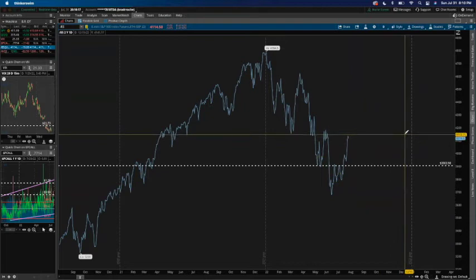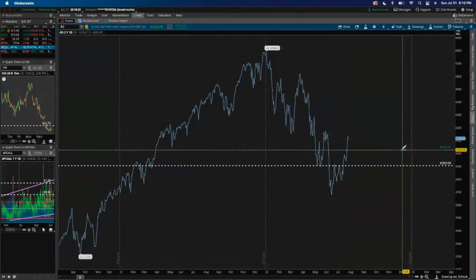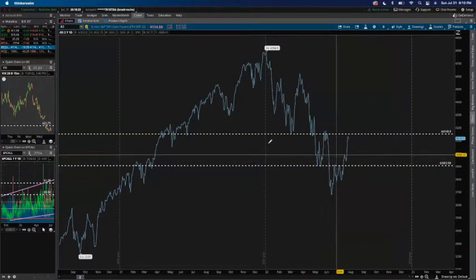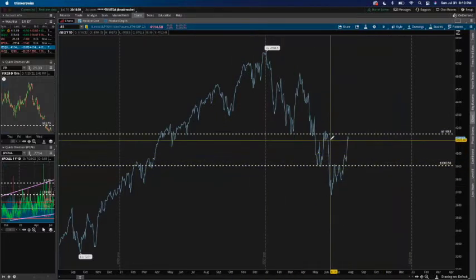Okay, so let's see if we can find another one. We're looking for just obvious points. I always start on the daily and I don't really go much lower than that. I'd go on the weekly once in a while, but I like to start on the daily. It gives me a more accurate picture, in my opinion.